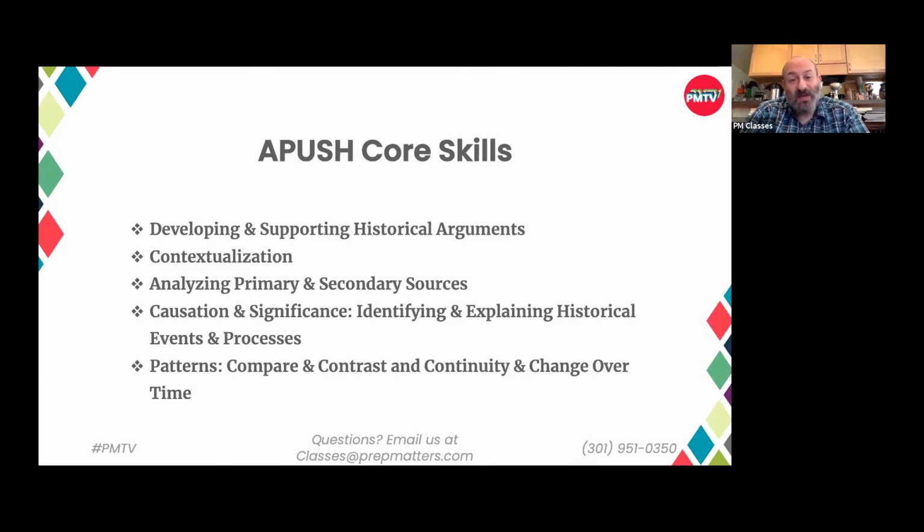But there's a difference between stating a fact and arguing a thesis, something that a reasonable person could disagree with. The American Revolution began in 1776 is a fact, or it declared independence in 1776 is a fact. There were many causes of the American Revolution. That's still actually a fact.